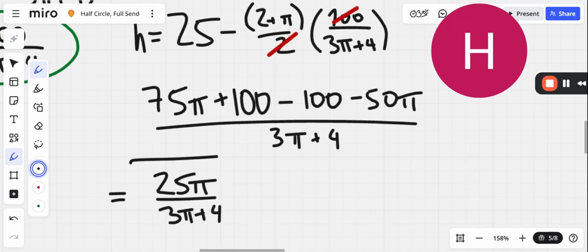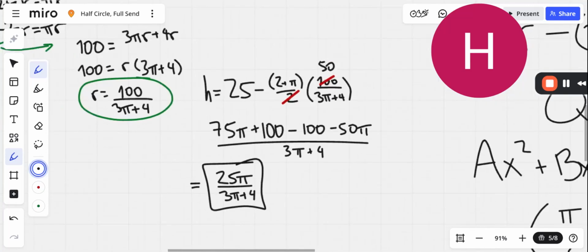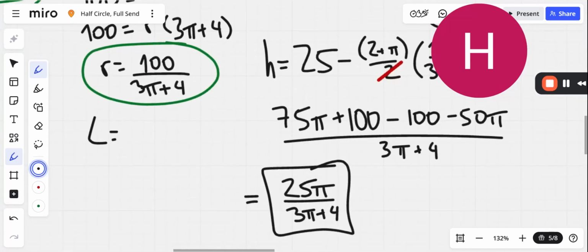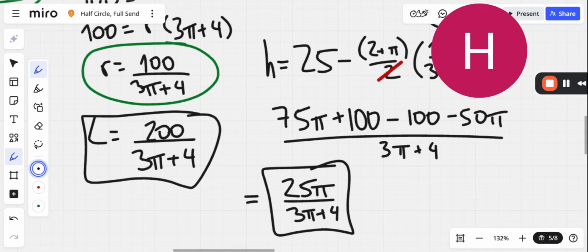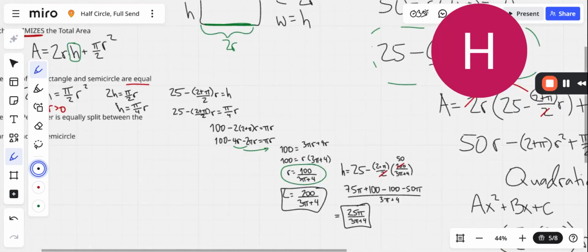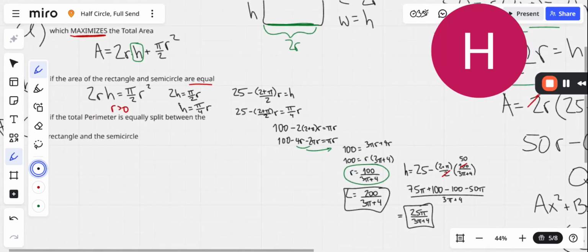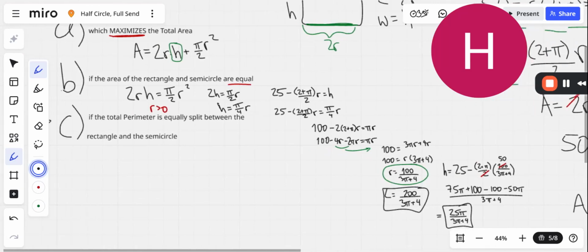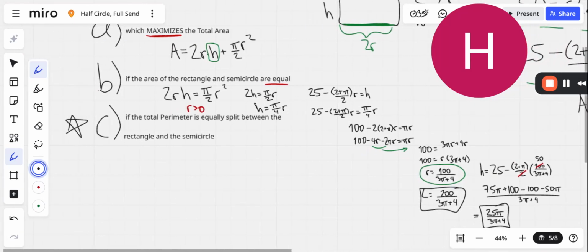That is the width of the rectangle, which means the length is going to be 200 over 3 pi plus 4. Wow, fascinating. Part C is a real doozy, you guys. If you were able to follow through this far, congratulations. Now it's time to really carefully consider what part C is telling us.